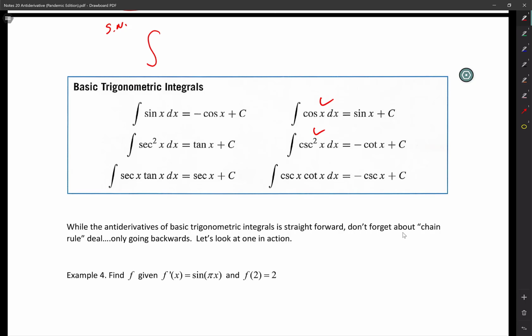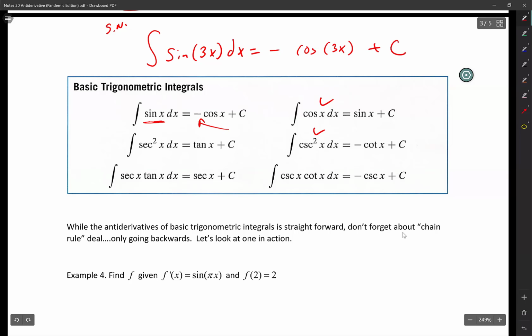I want the antiderivative of sine 3x dx. All right, antiderivative of sine 3x dx. Well, antiderivative of sine x is just what? Negative, notice that I'm leaving some space, cosine 3x plus c.